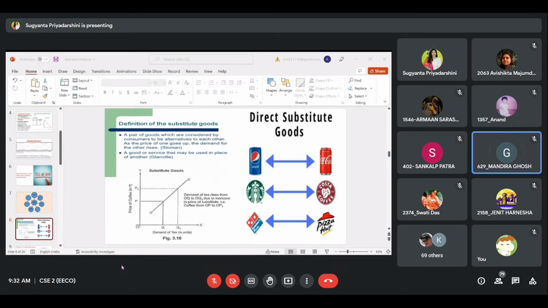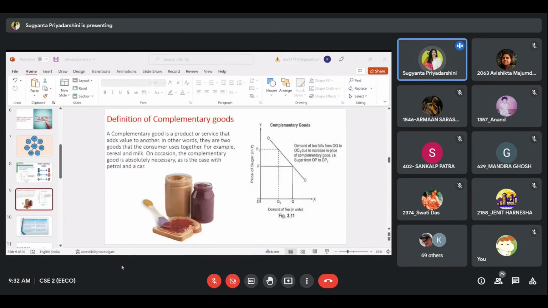Okay, so let's come to the next one, that is complementary goods. What are complementary goods? Complementary goods are basically joint goods. That is, you can only consume one good when you are consuming it with the other. Are you getting my point? So let us say bread and butter, or car and petrol.